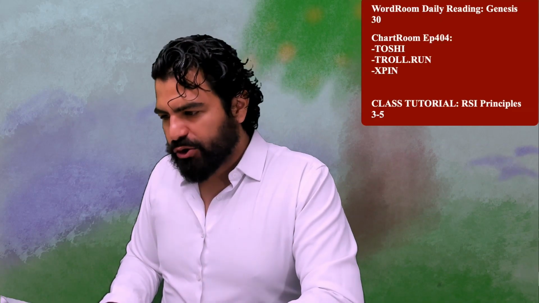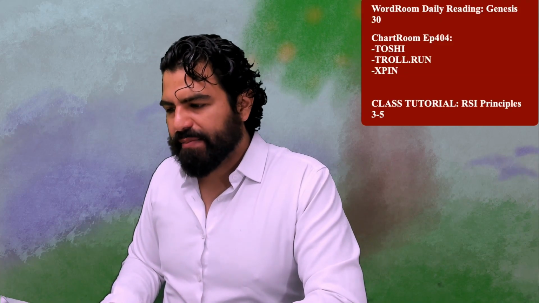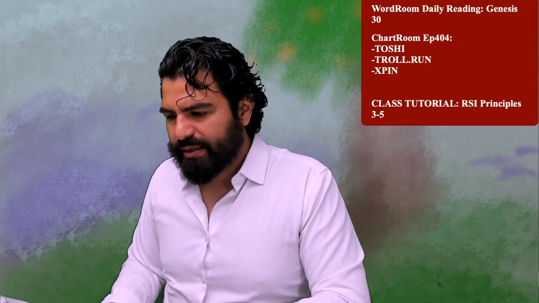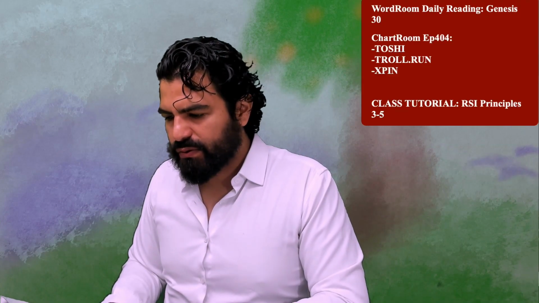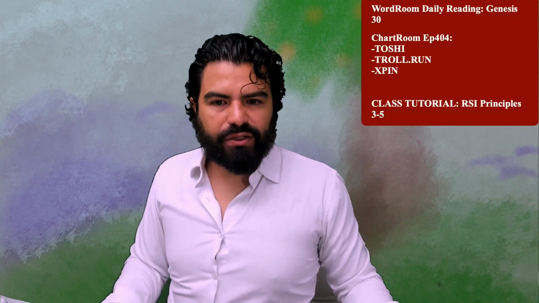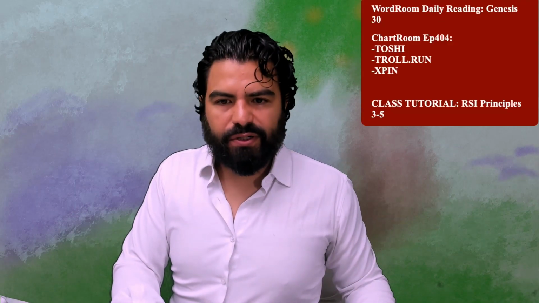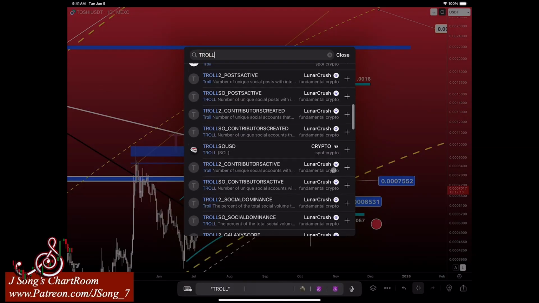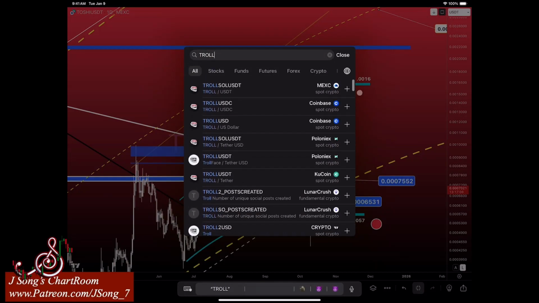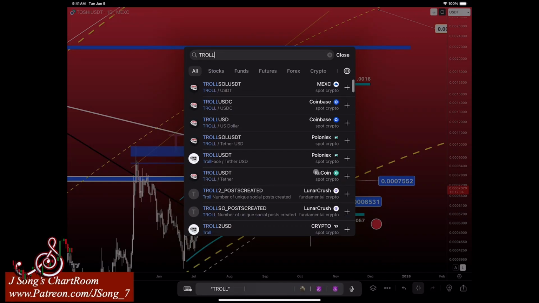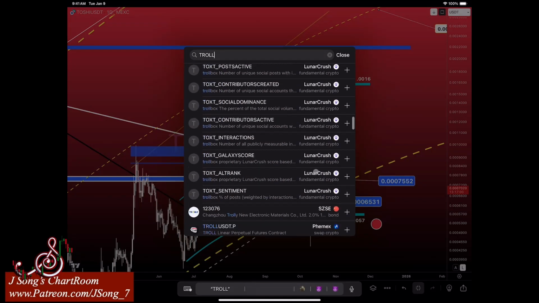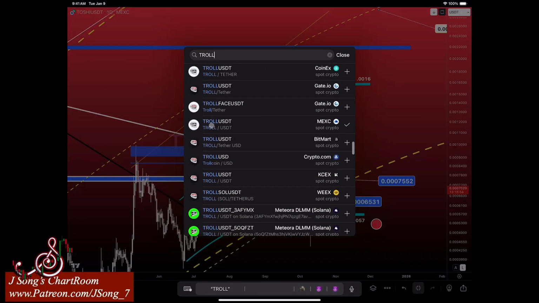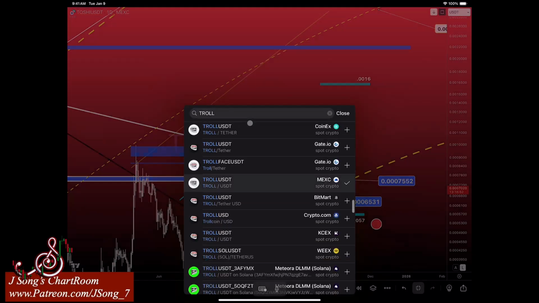TROLL.RUN is the one, not Troll, but TROLL.RUN. It is on MEX. It is the Troll crypto on MEX. One of the ways you can find it: we're going to type the word Troll, and it will show one on the MEX exchange. It should be that one, right? It's Troll. Did they change the name on it? Here it is, that one. It looks like that face, that little face marker. And here it is.